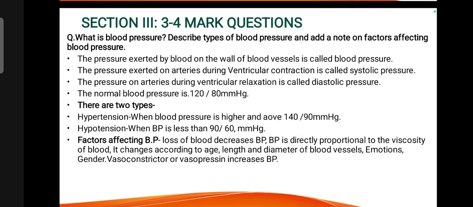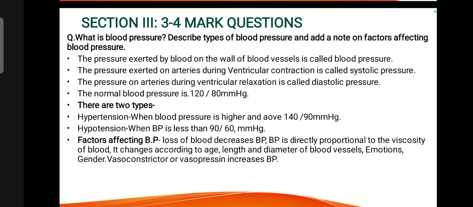What is blood pressure? Describe types of blood pressure and add a note on factors affecting blood pressure. So these are 2-3 questions that I have combined. The pressure exerted by blood on the wall of a blood vessel is called blood pressure. The pressure exerted on arteries during ventricular contraction is called systolic pressure. The pressure on arteries during ventricular relaxation is called diastolic pressure. The normal blood pressure is 120 by 80 mmHg.